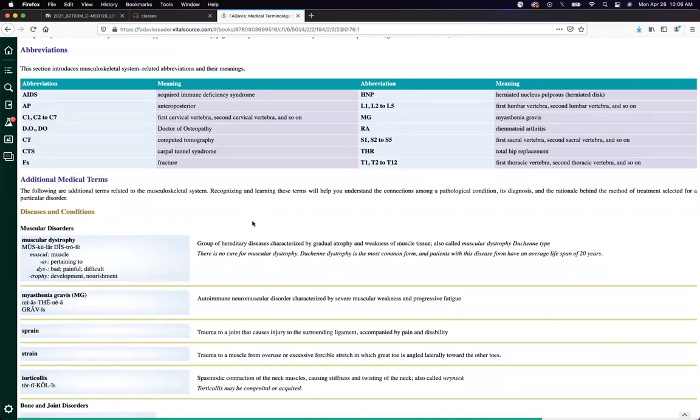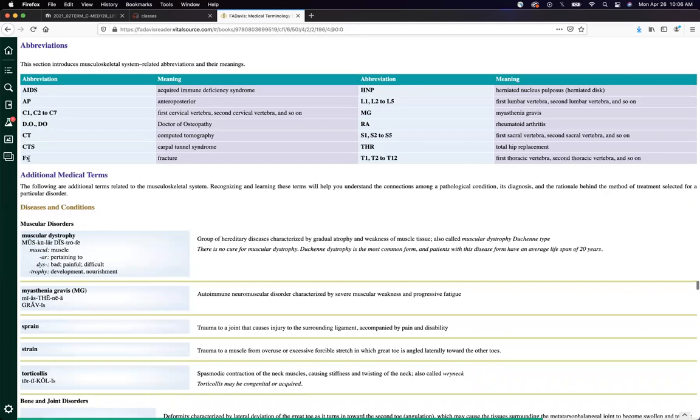Okay. CT, ready to run, carpal tunnel syndrome. I've never seen it called CTS, but you never know. Fx, fracture, this is common. Capital F with a lowercase x. HNP, herniated nucleus pulposus, also known as a herniated disc. Sometimes I see it. MG, myasthenia gravis, never seen that. But RA, seen that all the time, rheumatoid arthritis.